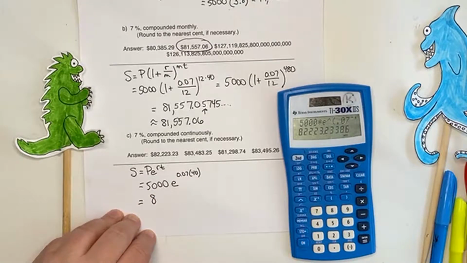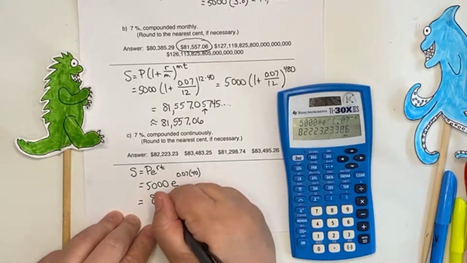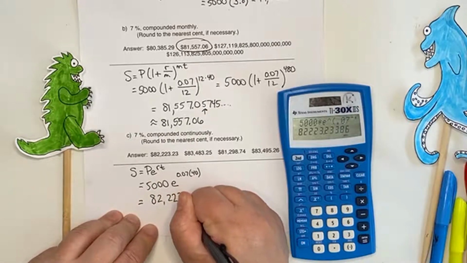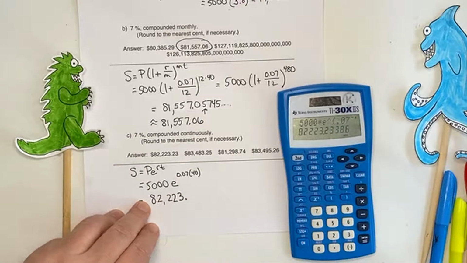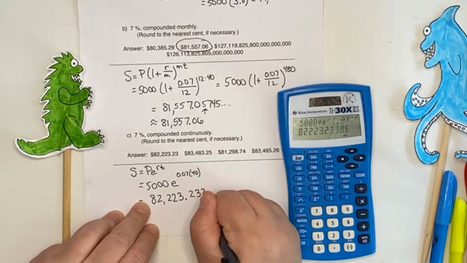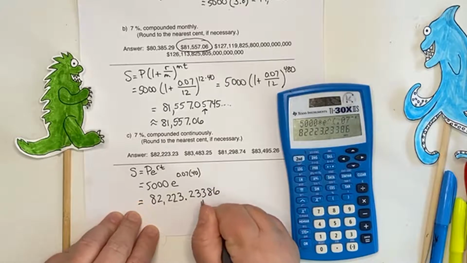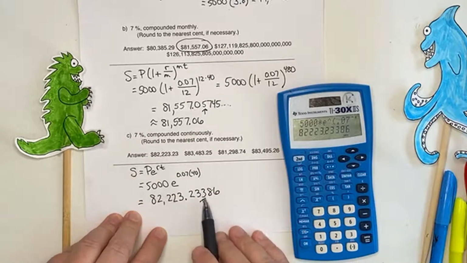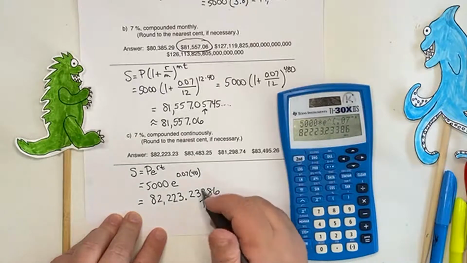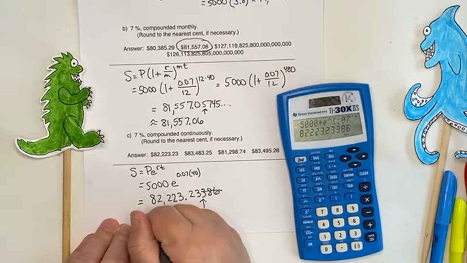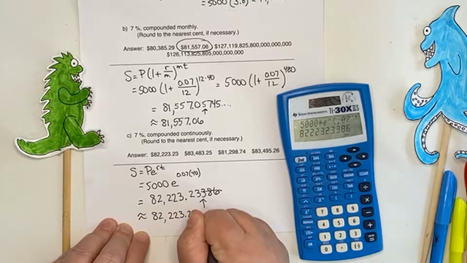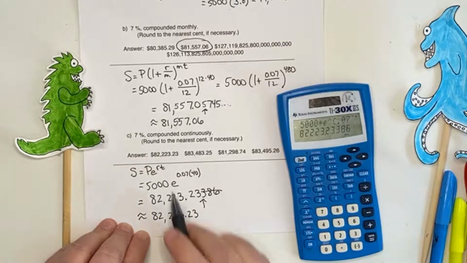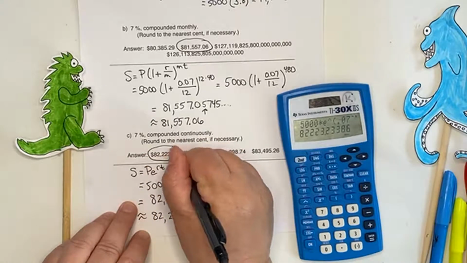Let's see if I can actually read it. 223.23386. I look at this digit and I see that this digit is below 5, so I just cut this all off and I get $82,223.23, which I see right there.